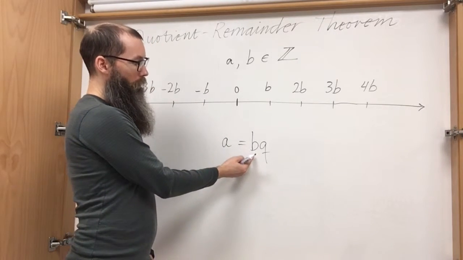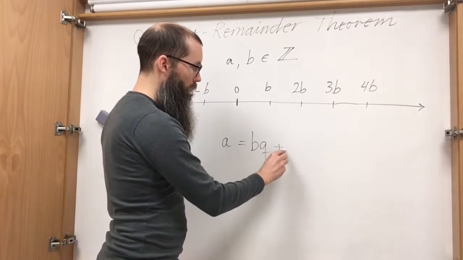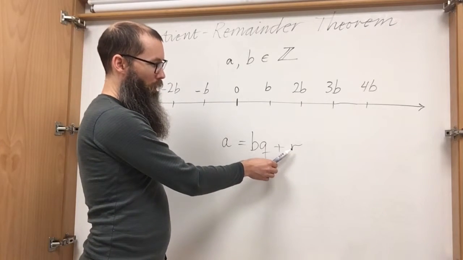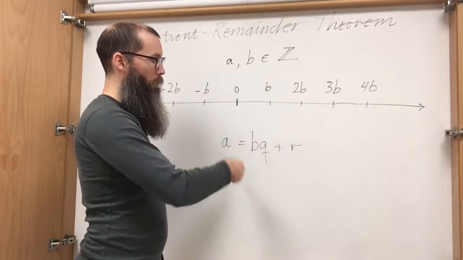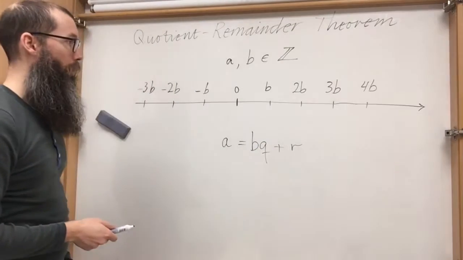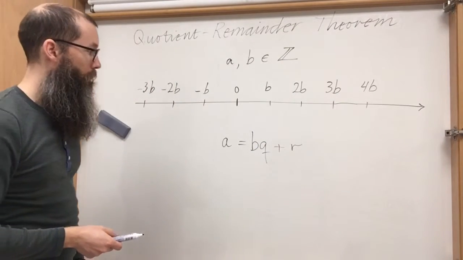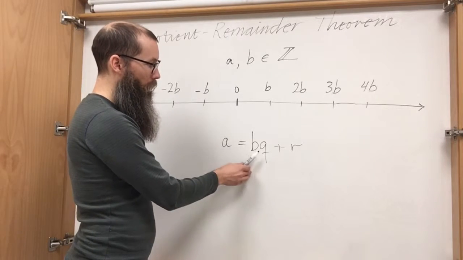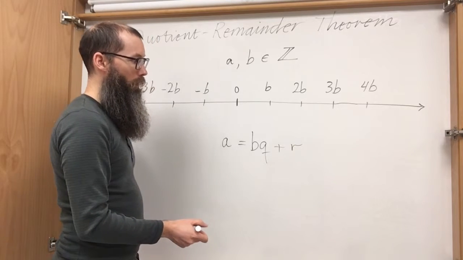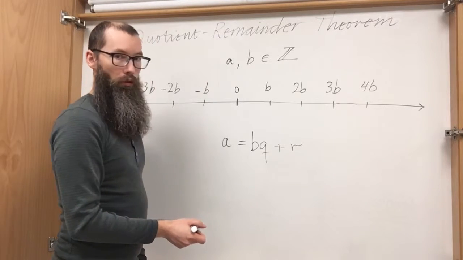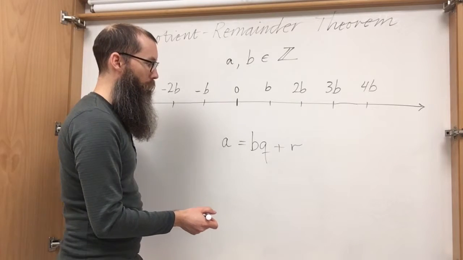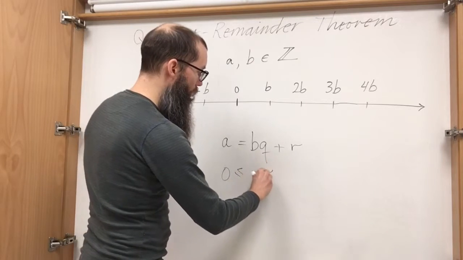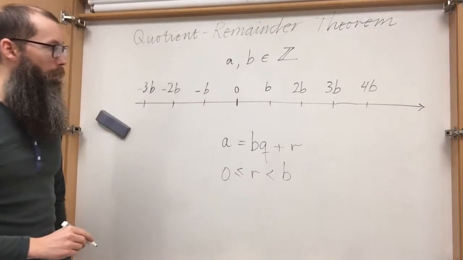Well, then a is that number plus a number less than b, because if this number was more than b, then a would be between another pair of consecutive multiples. So if this one is the closest multiple of b to the left of a, then r is greater than or equal to 0 and less than b. So 0 is less than or equal to r, and r is less than b.